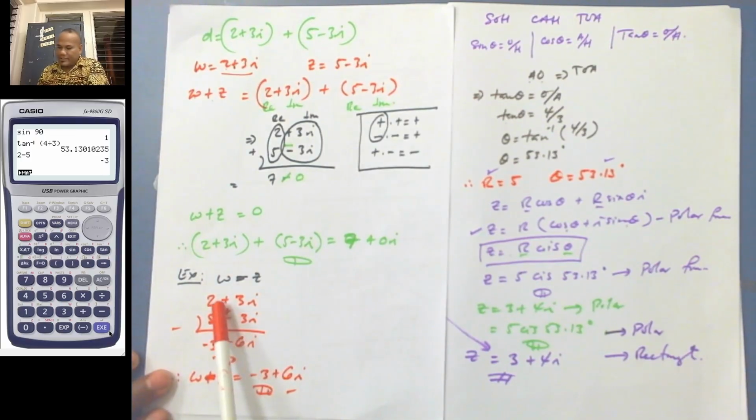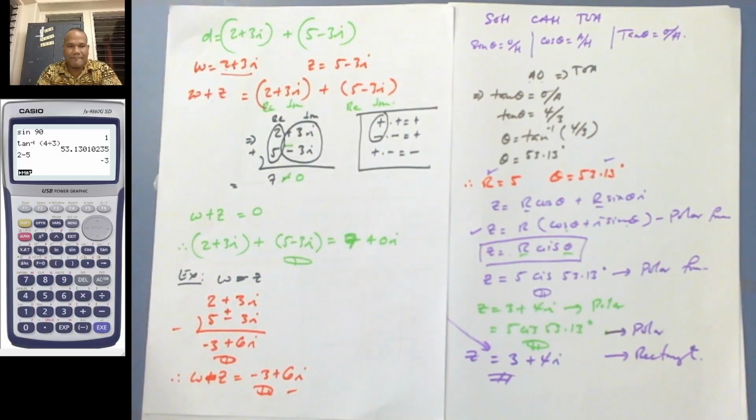Summarizing, we can only add and subtract our real values, and we can only add and subtract our imaginary values. Let's look at the last question.